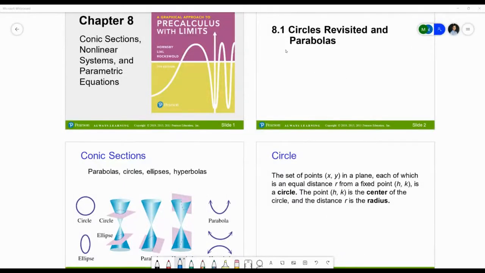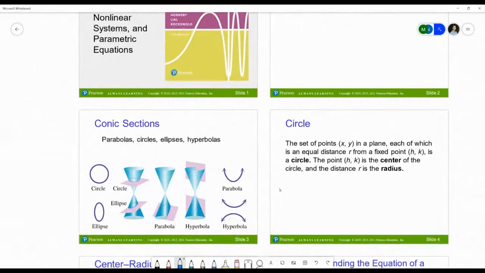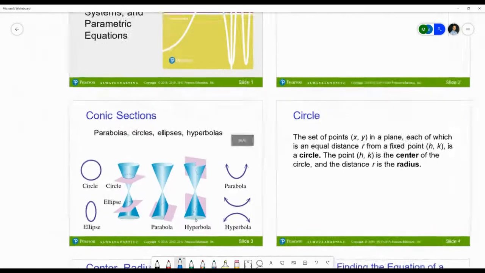We're going to go over chapter 8.1, and this entire chapter is going to be over conic sections, how to draw it, and how to determine the equation of it. So let's go over some basic conic sections that we probably already learned in algebra.